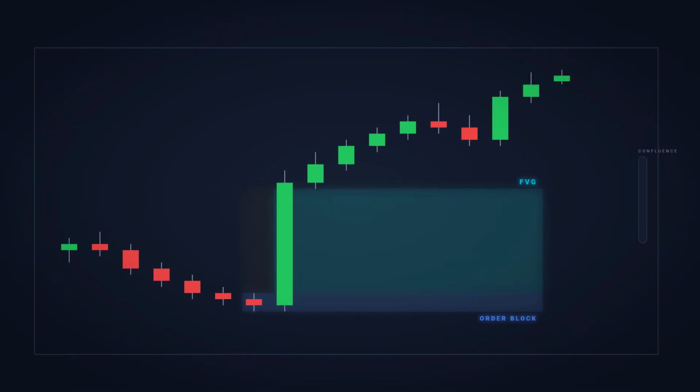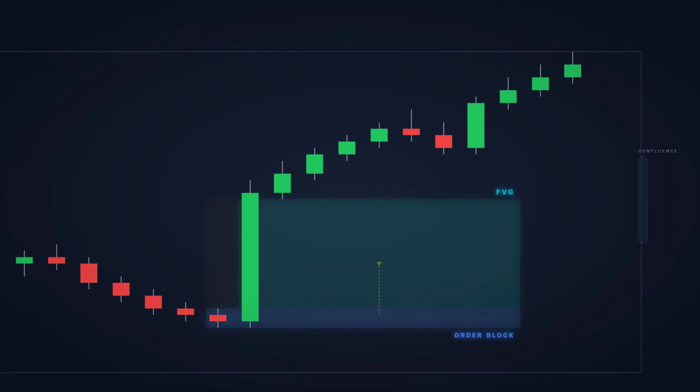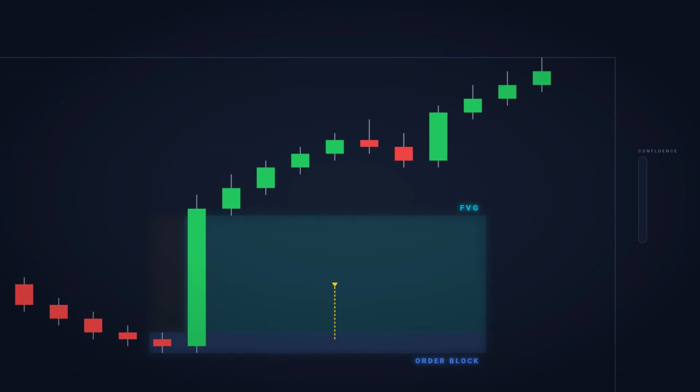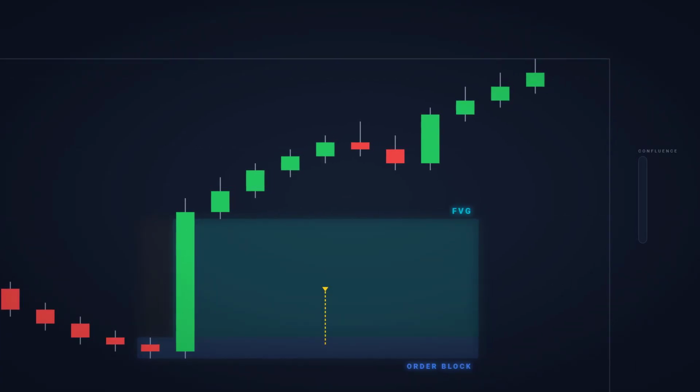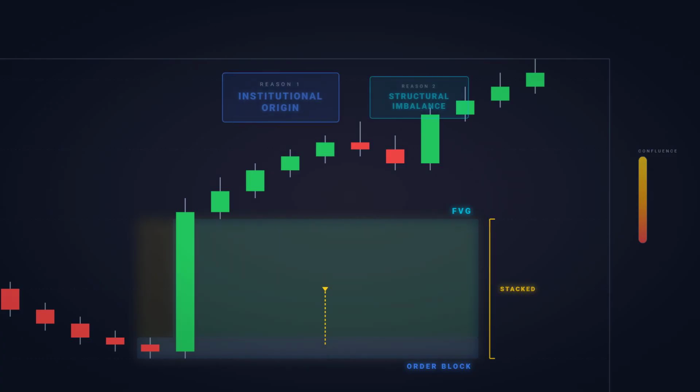But when they appear together, when the order block that originated a move is sitting inside or directly adjacent to the fair value gap that the same move created, you have something different. You have a zone where institutional origin and structural imbalance are stacked on top of each other. A zone where the market has two separate reasons to react. A zone where, when price returns, it isn't just revisiting a pattern. It's returning to the most structurally significant area the move left behind.